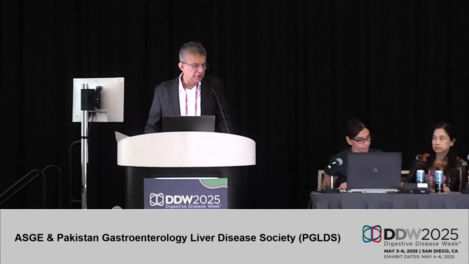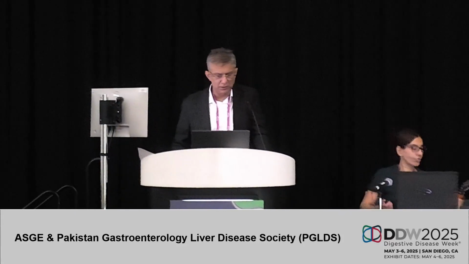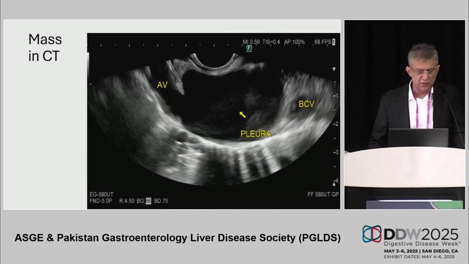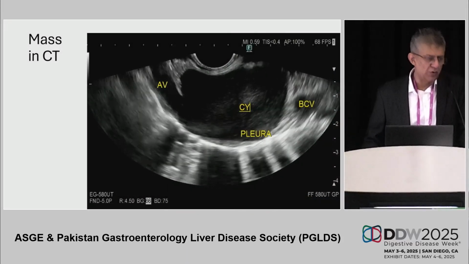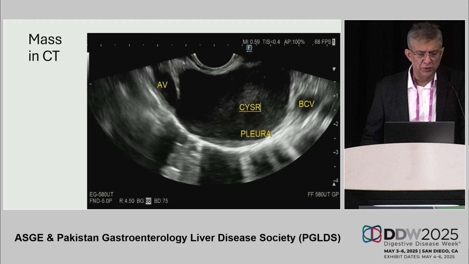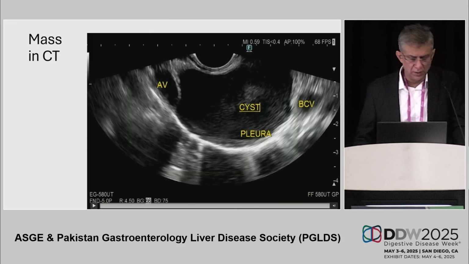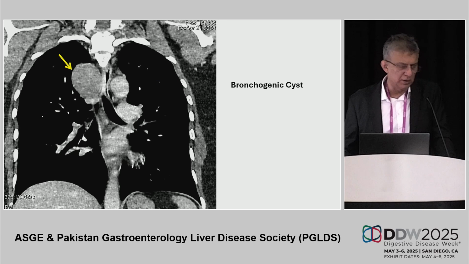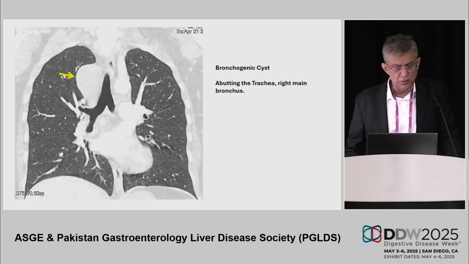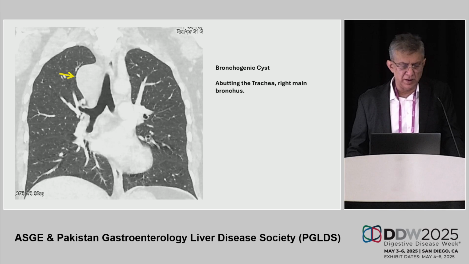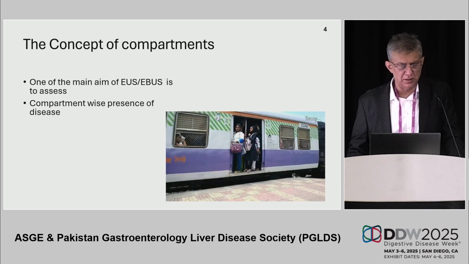So mediastinal oncology, what are we worried about? We want to know about the esophagus, lung and pleura. For example, this is a case where we see a cyst on endoscopic ultrasound. Below is the azygos vein, above is the brachiocephalic vein, and this is the pleura. And we get a CT, this is what it is. This is a bronchogenic cyst. So this bronchogenic cyst is affecting the trachea, requires more of a surgical excision.